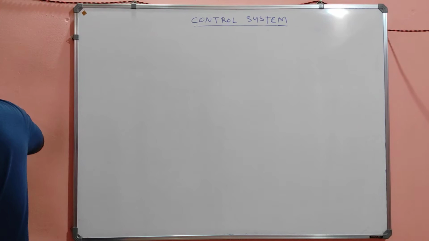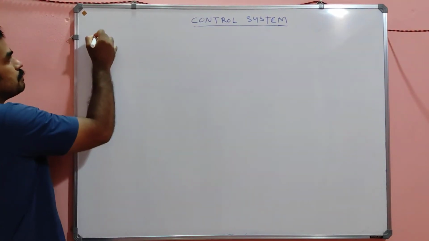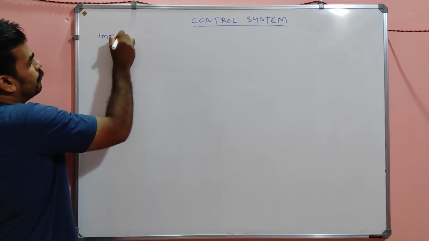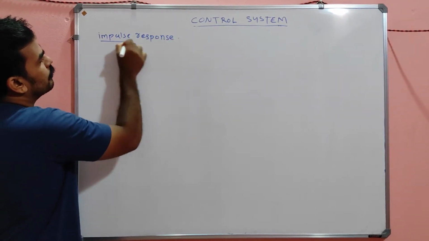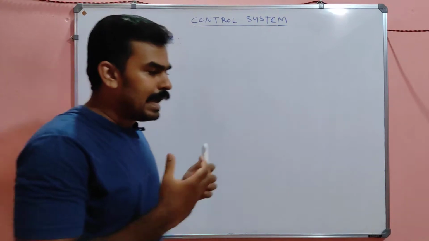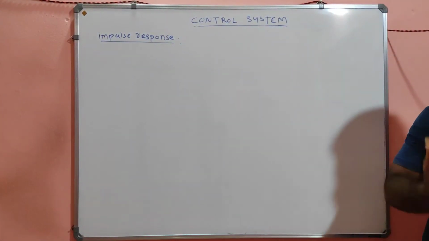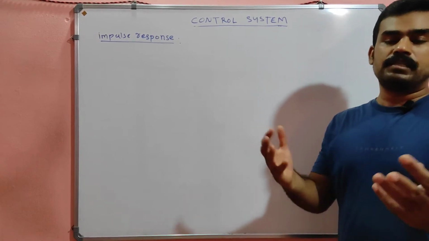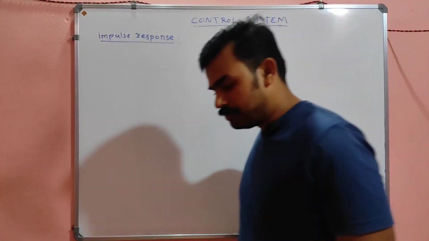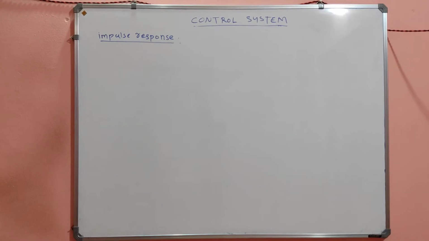Okay, so let's see what is the impulse response. Impulse response means what happens when I give an impulse as the input signal to the first order system, what will be its output. That is what we have to find out. Okay, which means clear. Listen.